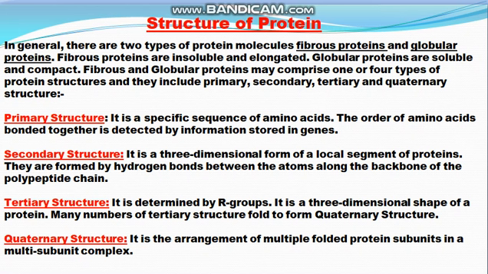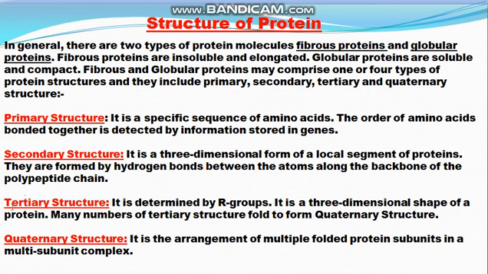If we talk about the primary structure, it is a specific sequence of amino acids, and the order of amino acids is bonded together, and it is determined by the information stored in genes. So this is a linear, simple structure of the protein. Next comes the secondary structure, and it is a three-dimensional form of a segment of proteins, formed by hydrogen bonds between the atoms along the backbone of the polypeptide chain.